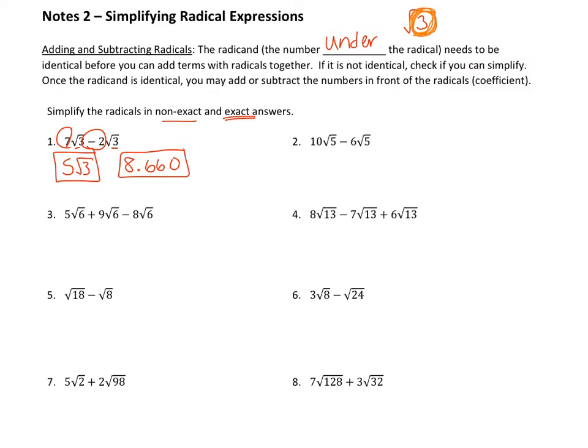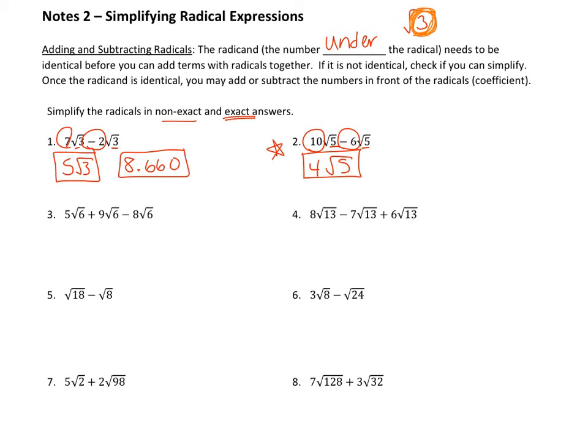On number 2, I would like you to try this one now on your own. So since they are already 5, I want you to simplify and combine your coefficients together. Since you have a 10 minus 6, you should get a 4, and the square root of 5 will stay the same, so that's the answer you should have chosen.